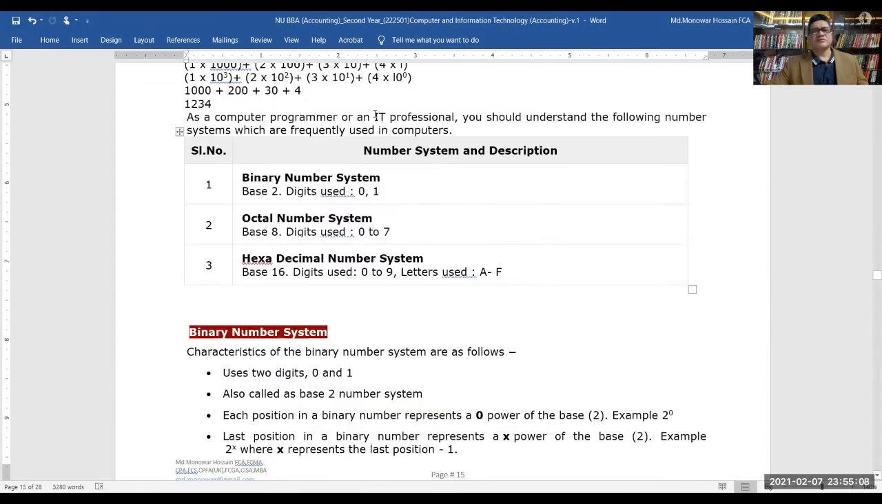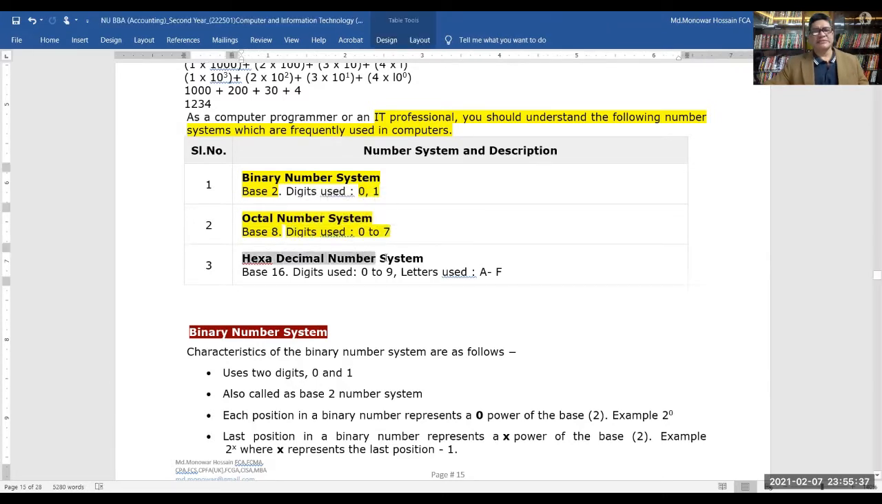For IT purposes, we need the following number systems. One is the binary number system, which has a base of 2 and uses only the digits 0 and 1. The octal number system has base 8 and uses digits 0 to 7, that means a total of 8. The hexadecimal system has base 16 and uses digits 0 to 9 and later A to F, a total of 16.